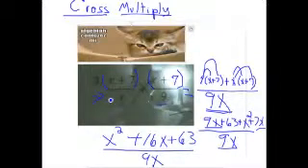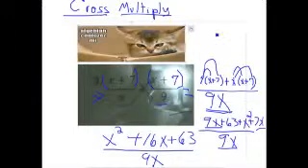Second, you cross multiply. Cross multiply is just taking the 9 from the denominator and multiplying it on the other side to this numerator. So it's 9, that's the 9, times x plus 7. And then, same way with the x: x times x plus 7.